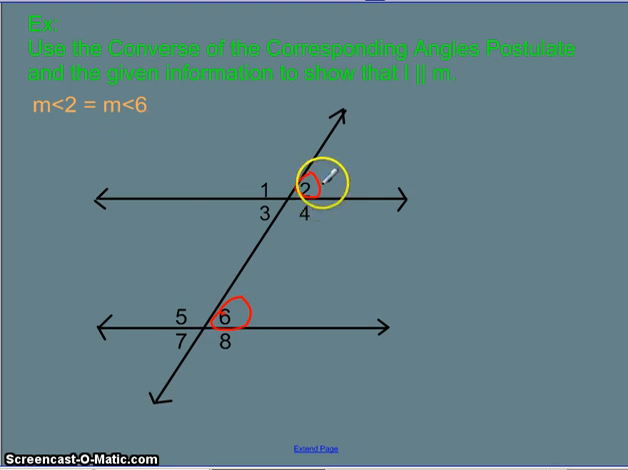And if those two angles have the same measure, then that would mean, by the definition of congruent angles, that angle 2 would be congruent with angle 6. And if those two are congruent and they're corresponding angles, then by the converse of the corresponding angles postulate, this would have to be my L, this would be my M. I'd be able to say then that L is parallel with M. So all we did was use two things: the definition of congruent angles and then the converse of the corresponding angles postulate.